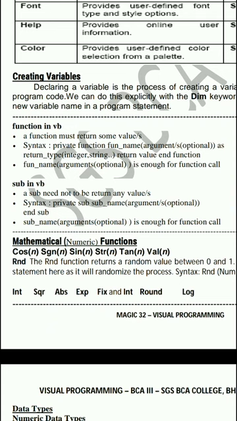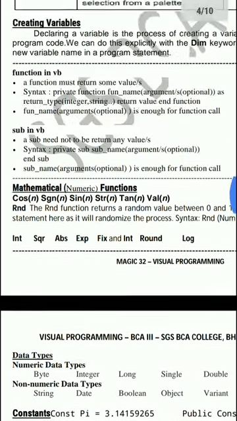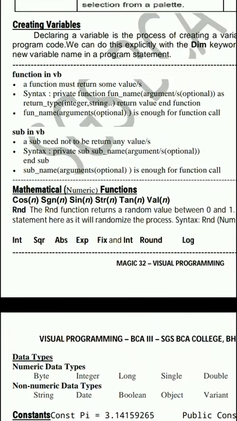In VB, defining a variable follows a different, unique syntax. Unlike other languages, here we use a special keyword called dim. The syntax is something like dim, space, the name of the variable, then write as, then the data type. The data type has to be mentioned. That's a mandatory rule of VB.